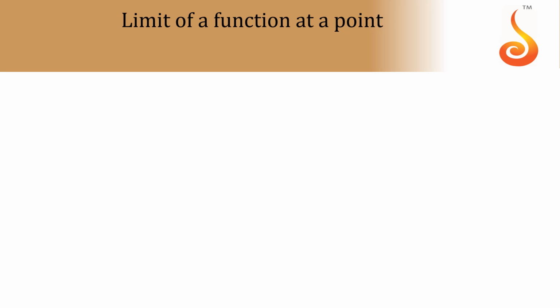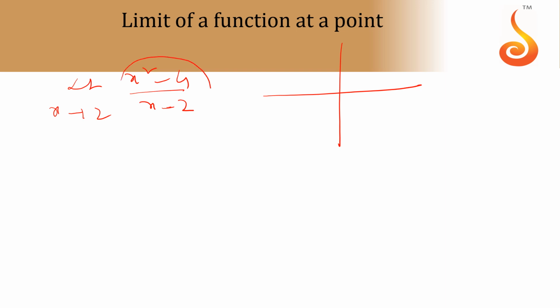The limit of a function at a point. The main idea of limit, with some example I will tell. Limit as x tends to 2 of x square minus 4 by x minus 2, if I am asking. Suppose you draw the graph of this function. What is the graph of that function actually? You know that x square minus 4 by x minus 2 is nothing but the line y equals x plus 2, but x not equal to 2.